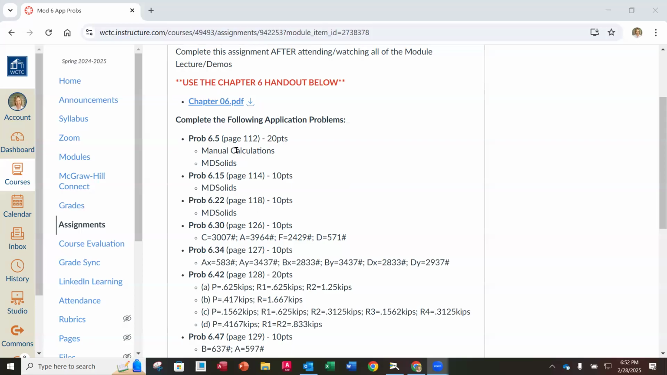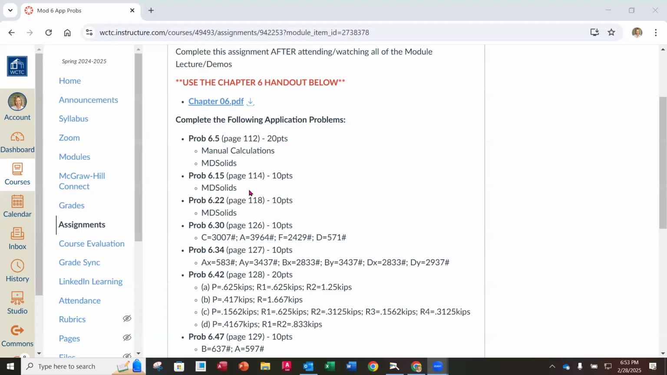We did get started on this the last time we were together. We did like half the manual calculations, if you would. We got started on the setup, and then you need to finish the manual calculations and attach the MD Solids solution. Okay. So that one I know we got a really good start on the last time we were together. So I'm not going to re-go over that.